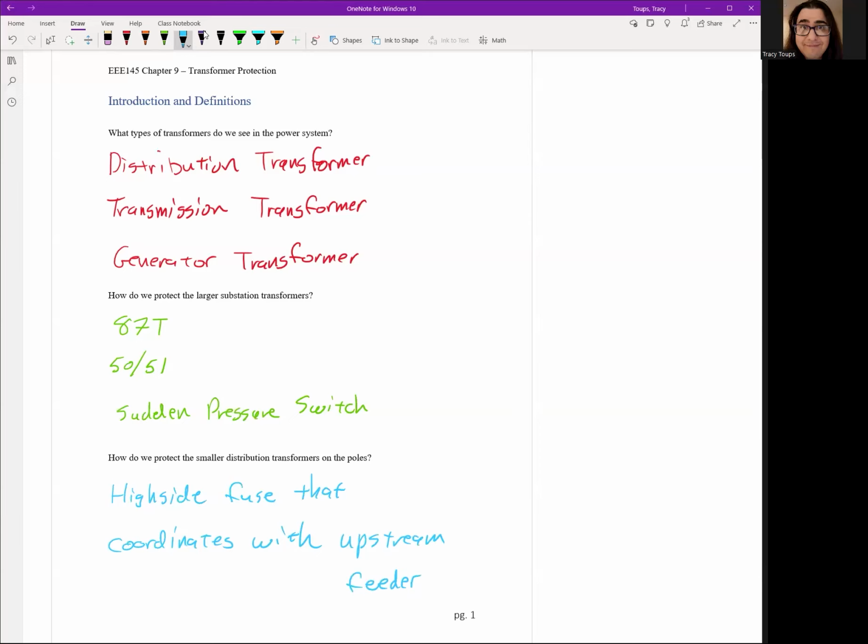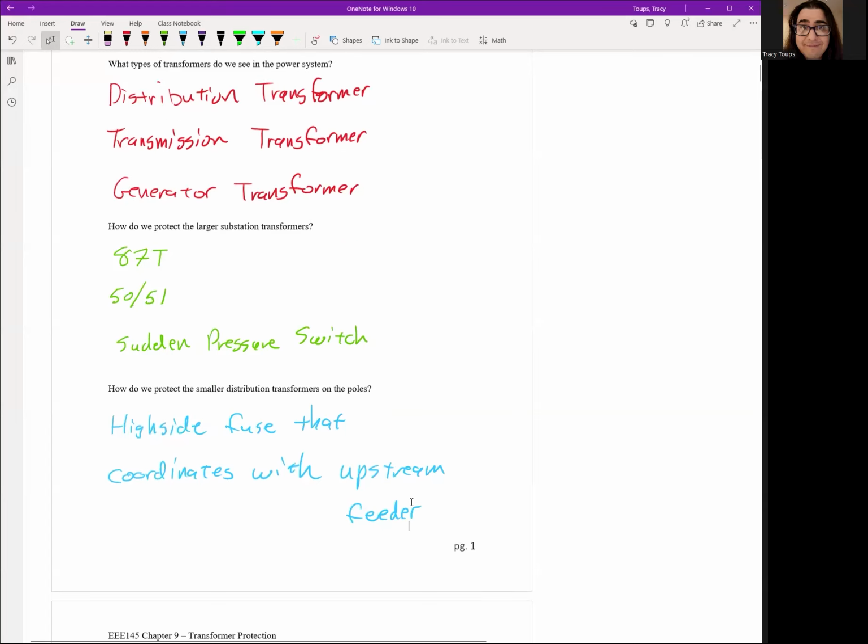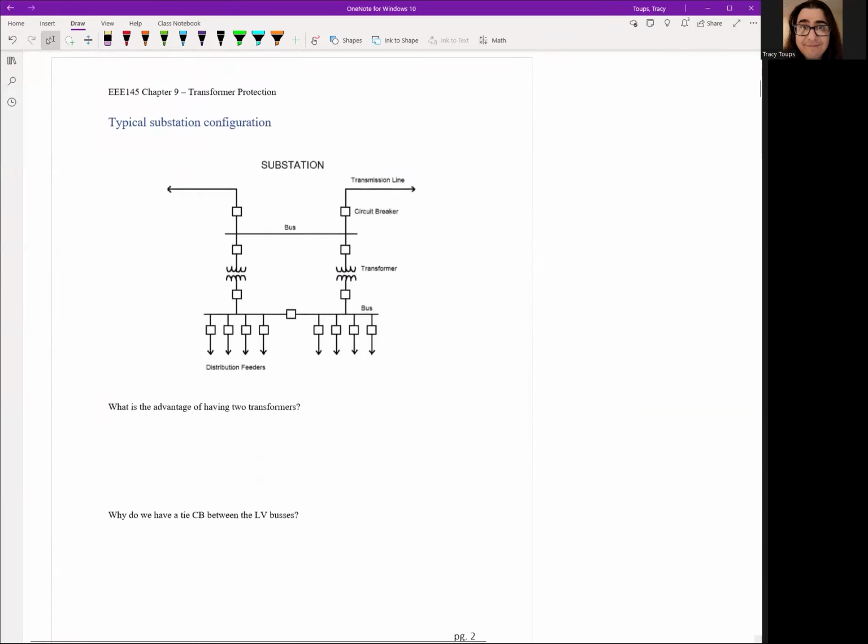It's not worth putting in a whole protective relay and circuit breaker and all that. It's just, let's get a cheap $100 fuse and stick it up there. And those things should not go out too often. All right, so that's pretty much your small distribution transformers on the poles and the little green pad mounted ones in your neighborhood. Let's go talk about substations.